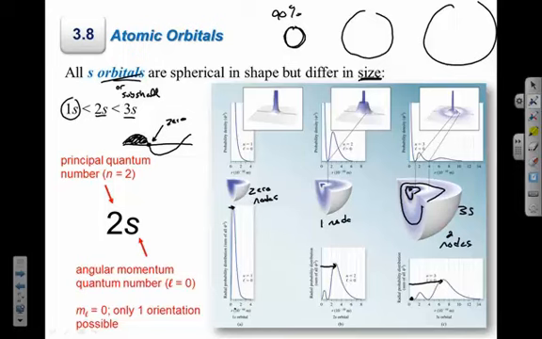Okay, so those are all S. So those are the shapes. Hopefully you can imagine what the 4S and 5S will look like by just continuing this trend into larger and larger orbitals. But again, the S subshells all have a quantum number equal to 0, and they can all hold 2 electrons.